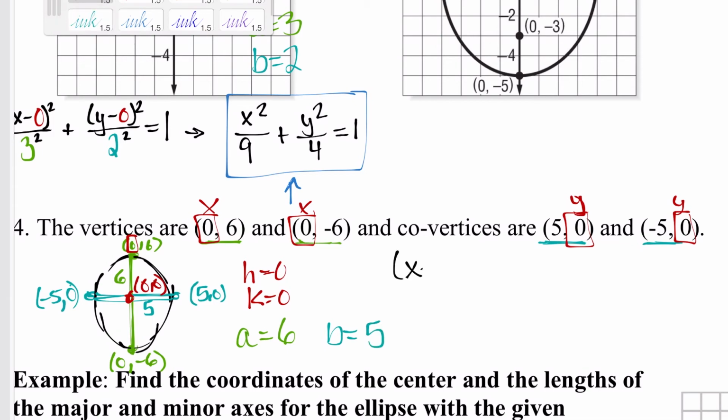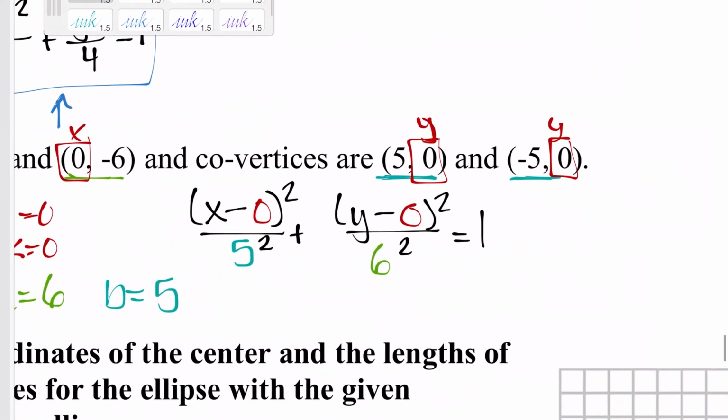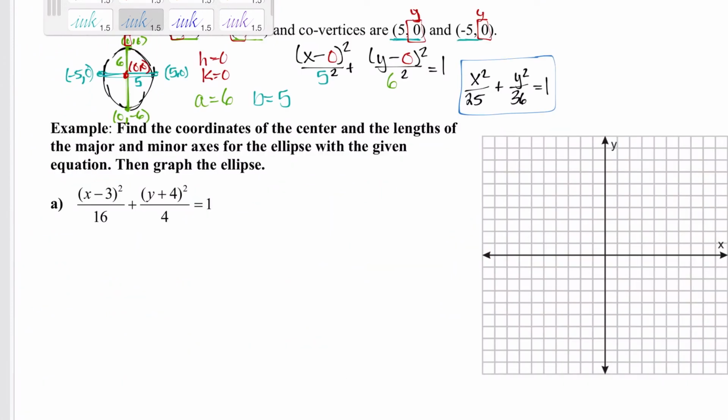So I have x minus my h, we said was 0, quantity squared. And when I went left and right from my center, that was the 5 units. So we went from our center to the (5, 0), we went left 5 and right 5. So that means my 5 needs to go underneath my x this time. My k value is also 0. And we had gone up and down 6 in order to get those vertices. So this is going to go underneath my y value. Last thing I need to do is simplify. And we're done.